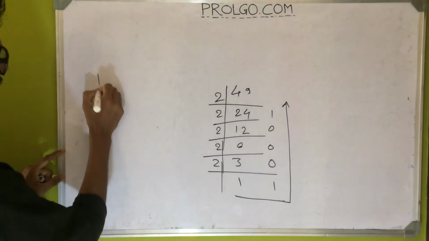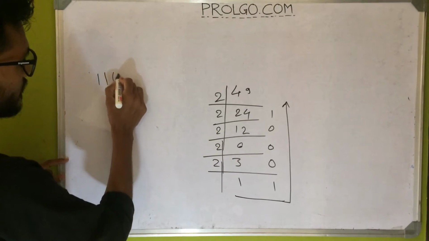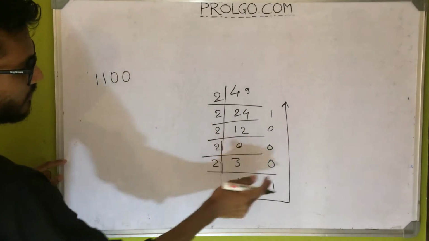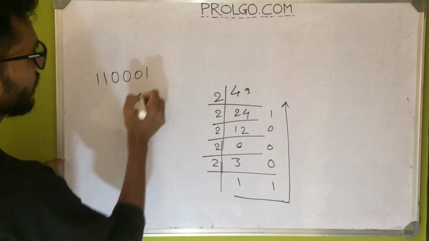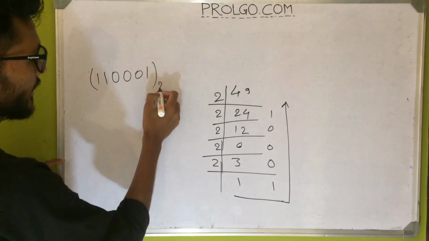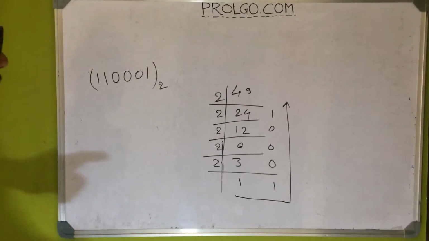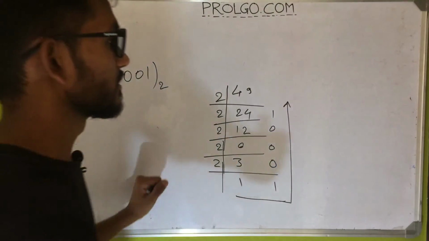So what would it be? 1, 1, 0, 0, 0, 1. So this is the equivalent binary number. Let me write some numbers.